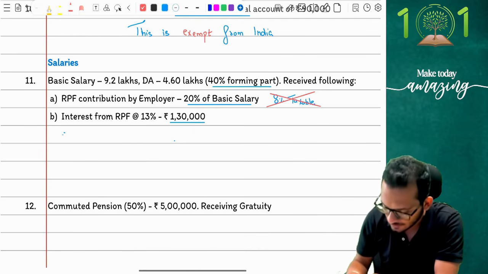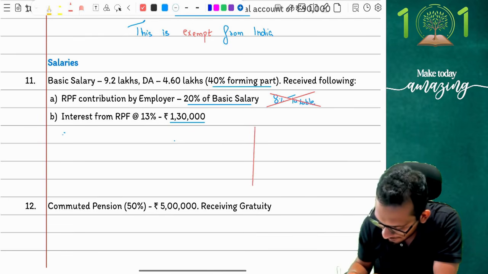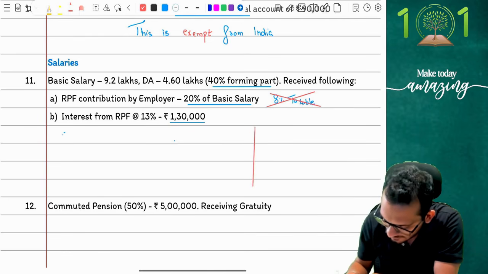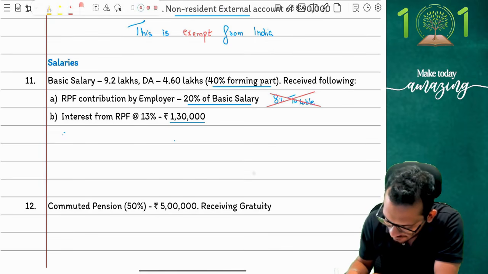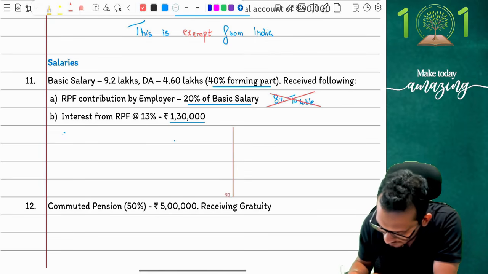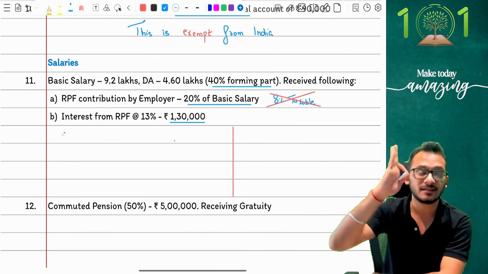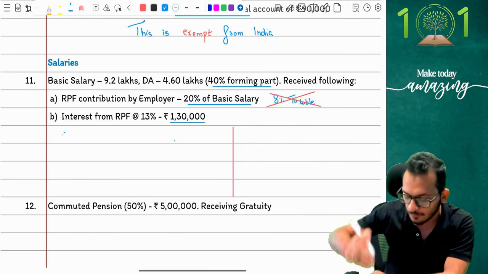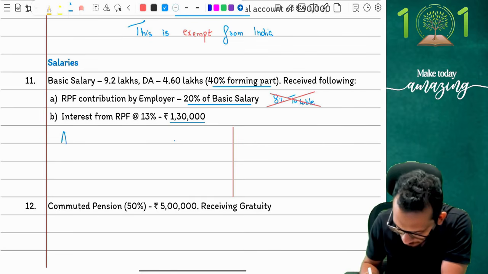So yes, let's do this carefully. Because the question is asked for PF, the first suggestion I've made in my class to all my students is never do PF based on percentage. Always do PF based on full numbers. If you do it based on full numbers, you will always get the right answer.